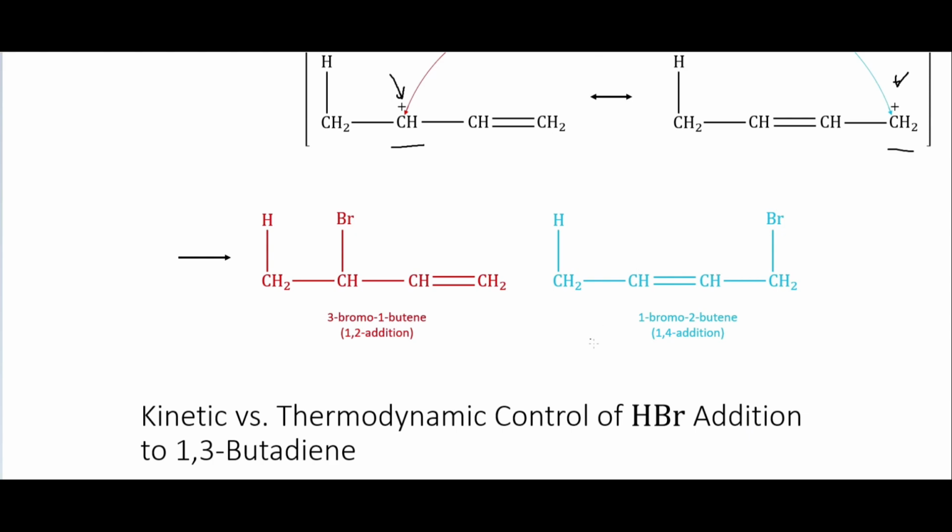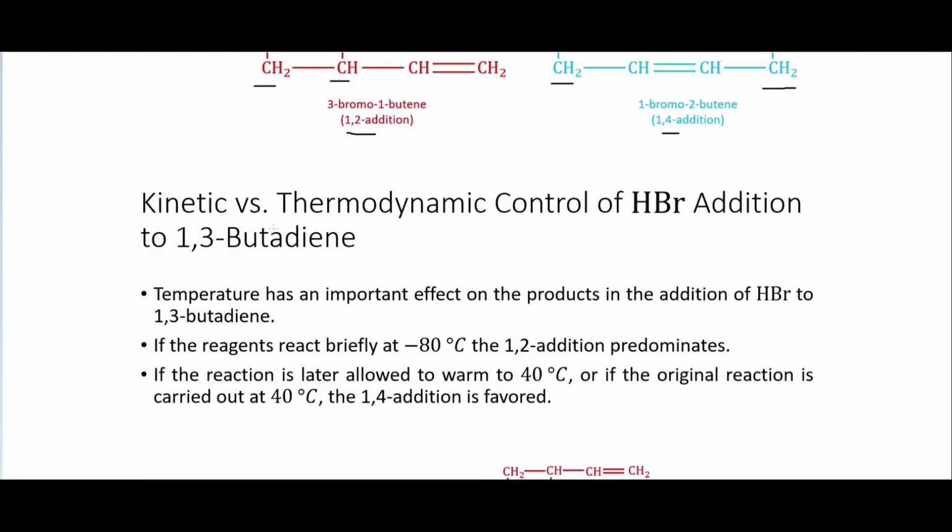So we can have the 1,2 addition right here, where this hydrogen adds to the 1, the bromide to the 2 position right there, or the 1,4 addition, where the hydrogen adds to this one, and this bromide adds 4 over right there. And so we can get two of these different products here, and we want to know how to predict which of those products we can get. And so this is where we come in with the kinetic and thermodynamic control of HBr addition to 1,3-butadiene.